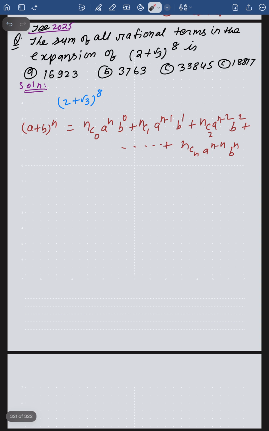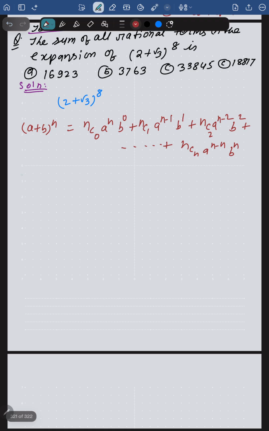Another explanation for irrational number is that it can be expressed in the form of non-terminating and non-repeating decimal form. So here in this expansion you will get the terms containing 2 as well as √3. Wherever you get √3, that term will be said as irrational term. And wherever it is √3 into √3, it becomes 3, so that term will be considered as rational. So we have to just bifurcate the rational and irrational terms and find the sum of all the rational terms. So it is a very easy question.